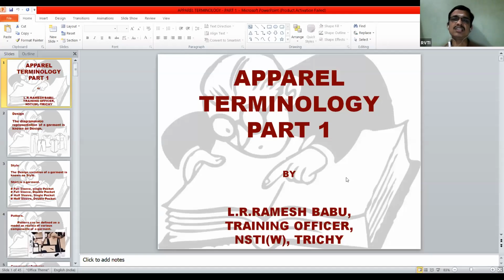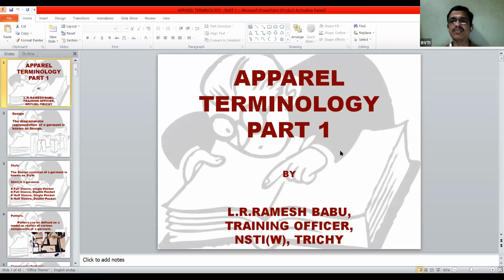Okay, today I'm going to take apparel terminology, part 1. Terminology means a lot of terms. It's like an ocean. We can't conclude within one day. Moreover, one week is also not sufficient to explain each and every term. But I will try to complete the important pattern making and cutting terminologies that an apparel technology student should know.